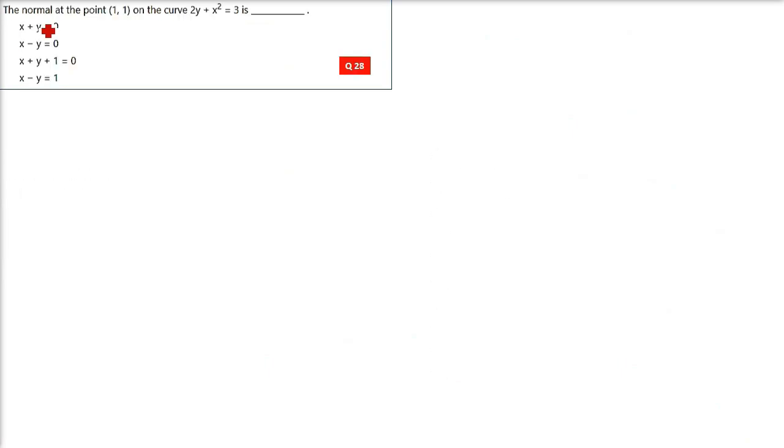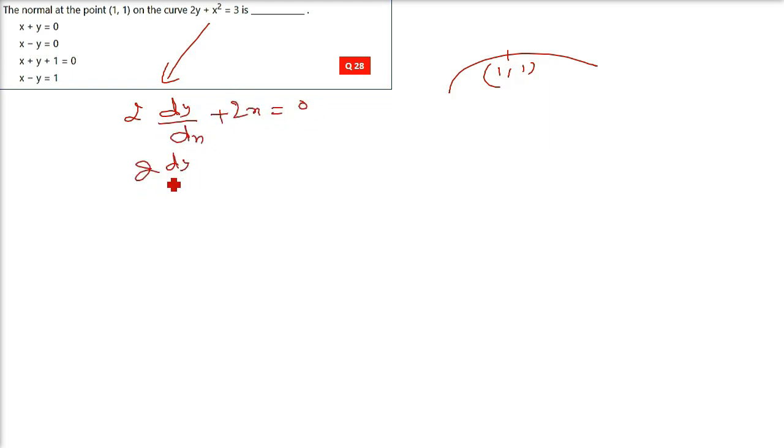This is also a different kind of question. The normal at the point (1, 1) on the curve, this one. So this is the point being given, (1, 1). You already have the curve and the point, but please remember it's normal, not tangent. So I'm differentiating this: 2 dy by dx plus 2x is equal to 0. 2 dy by dx is equal to negative 2x. The 2 you can cancel. dy by dx is negative x.